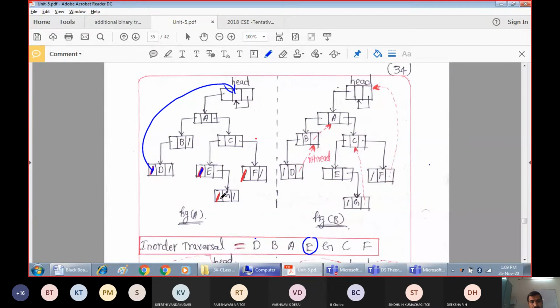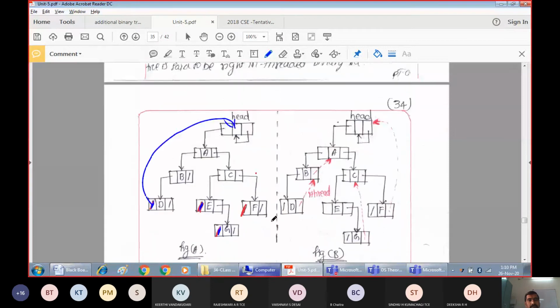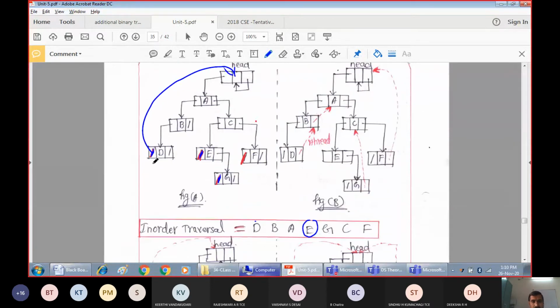Next, coming to the left subtree, the left link of G is also null. It should point to the in-order predecessor. Before E, which node is there? A. That means this should point to A. Alright. Next, the left link of G is also null. Before G, which node is there? E. That means the left link of G should point to E.